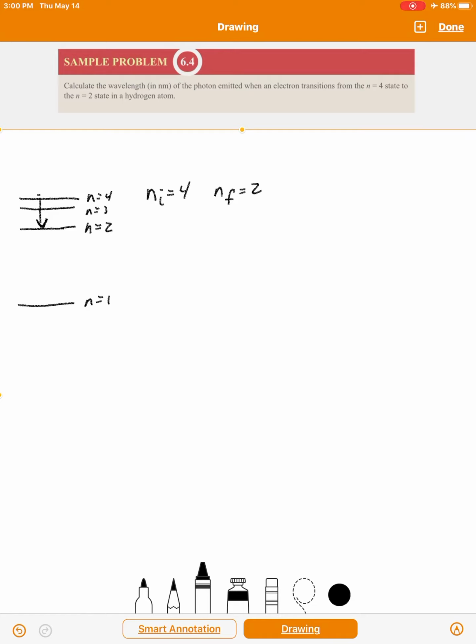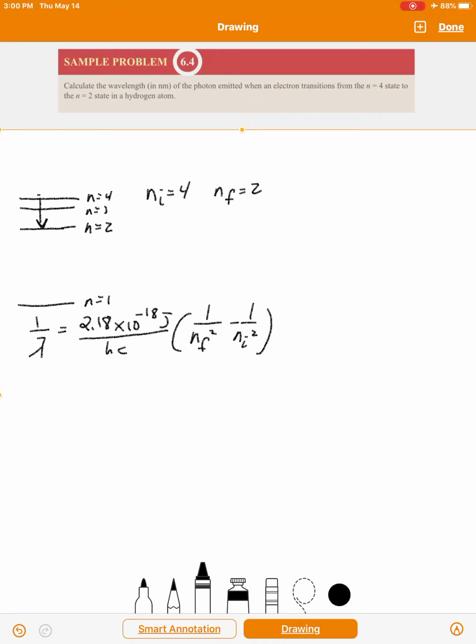Okay? Now, there are different approaches to this, but I'm going to show you probably the simplest one based on your textbook, and that is 1 divided by wavelength is equal to 2.18 times 10 to the minus 18 joules over hc, times 1 over n final squared minus 1 over n initial squared. Now, I'm going to show you something.